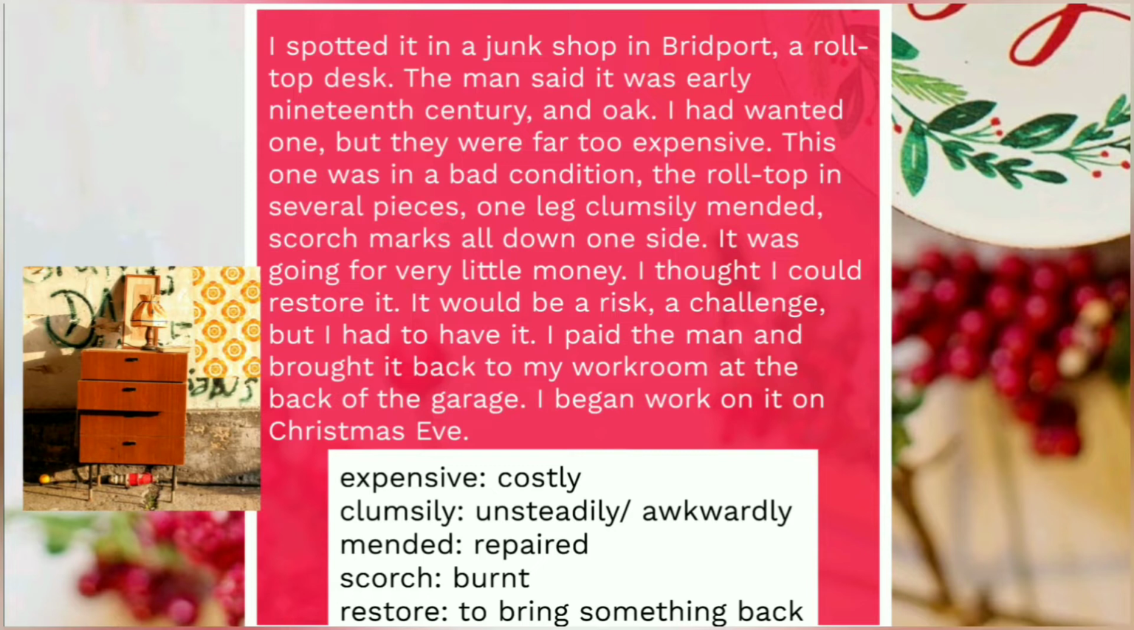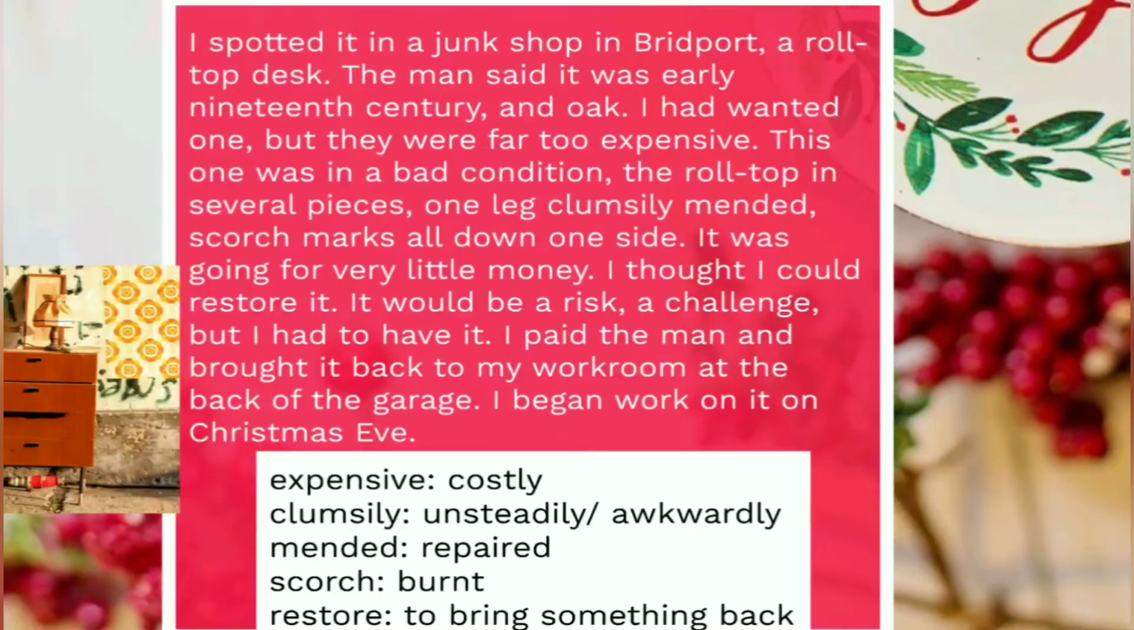So he finds that the table was in a really bad condition. Its roll top was broken and one of its legs was clumsily, which means unsteadily or awkwardly, repaired. Mended means repaired. It also had burn marks on its side. So the table is in a really bad condition, but he still buys it because it was very cheap. The narrator decides to repair it in his own workroom, so he starts to work on it just a day before Christmas.